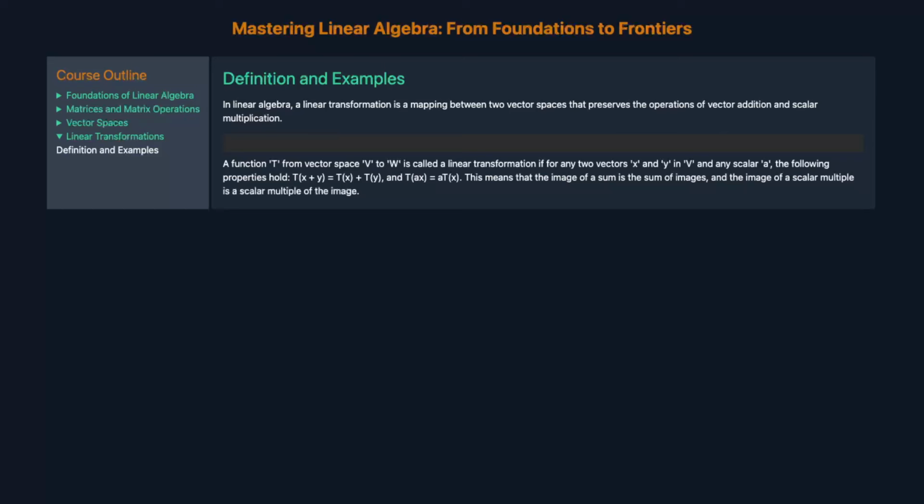Definition and examples. In linear algebra, a linear transformation is a mapping between two vector spaces that preserves the operations of vector addition and scalar multiplication. A function T from vector space V to W is called a linear transformation if for any two vectors x and y in V and any scalar a, the following properties hold. T of x plus y equals T(x) plus T(y), and T(ax) equals aT(x). This means that the image of a sum is the sum of images, and the image of a scalar multiple is a scalar multiple of the image.